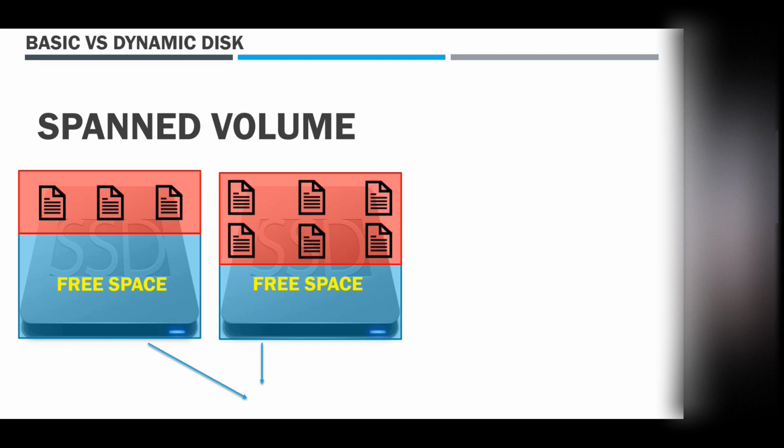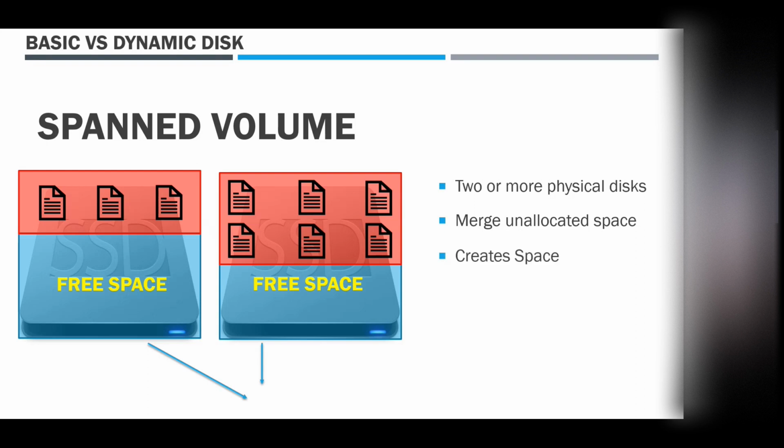But first of all, let's have a look at a dynamic disk type called a spanned volume. So this uses 2 or more physical disks. And you can see here the files in this picture. I've got files on the left hard drive, and files on the right. And that's just representing how much data I've put on that drive. And with the leftover space, you can merge that to create a virtual drive or another logical drive. So this creates space, and it's making use of the space that you've got left.